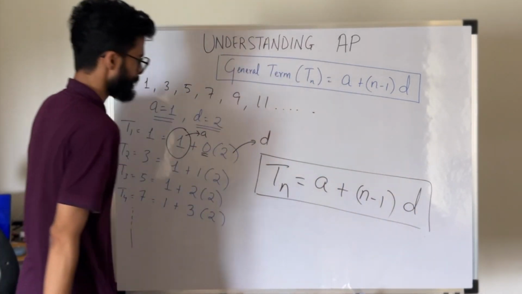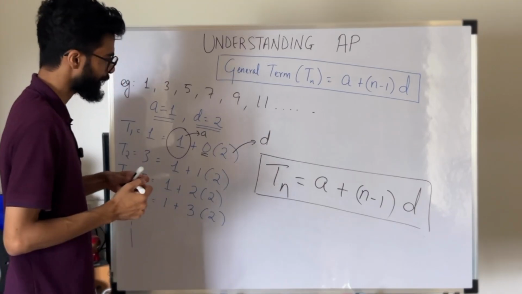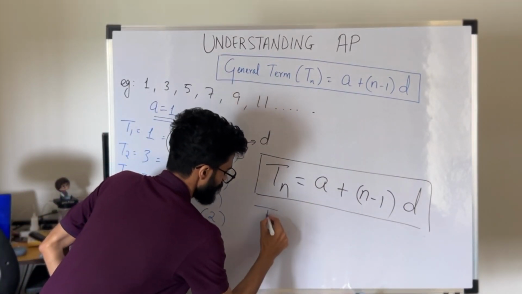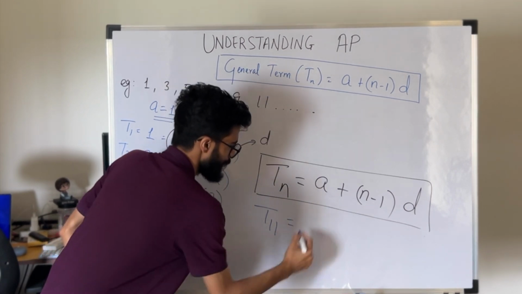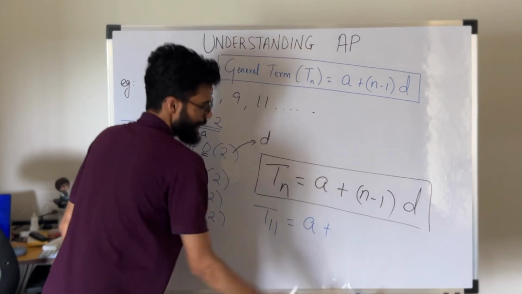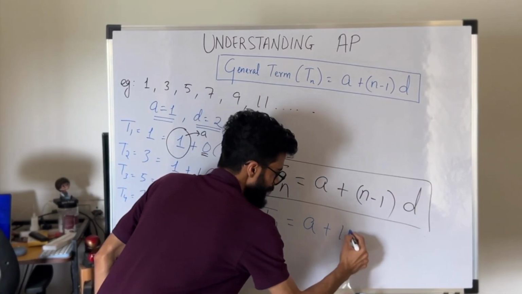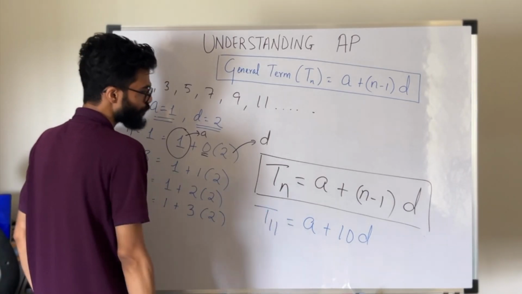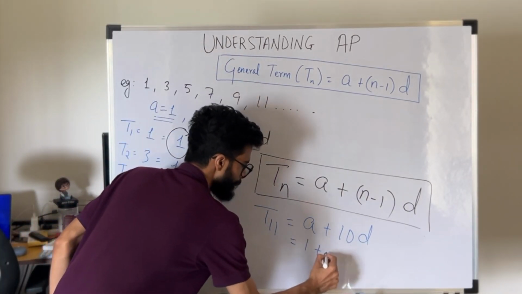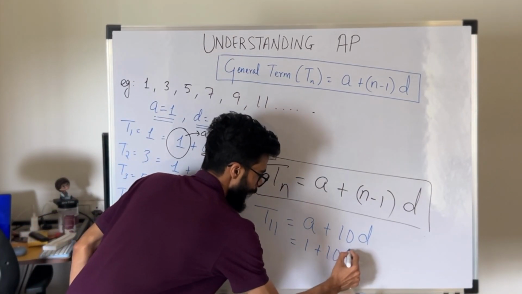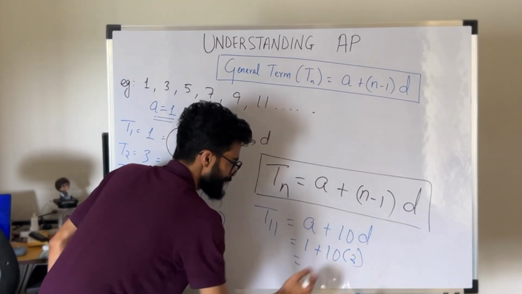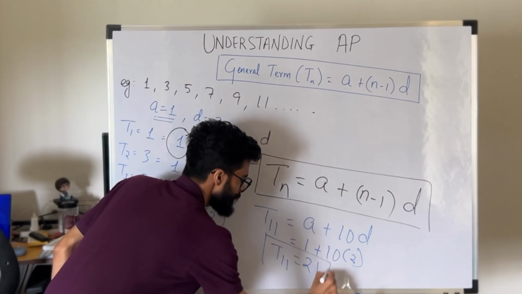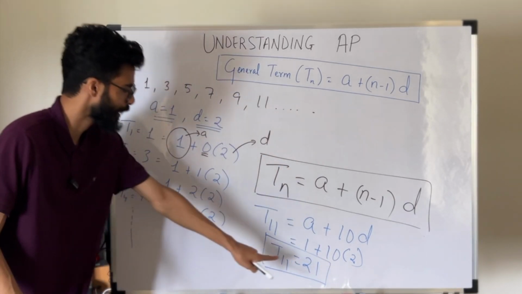So for example, if I need to calculate T11, it will be a plus 11 minus 1 is 10 times d. Put a ka value as 1 and d ka value as 2. I am getting 1 plus 10 times 2. This is 21. So my 11th term of this series is 21.